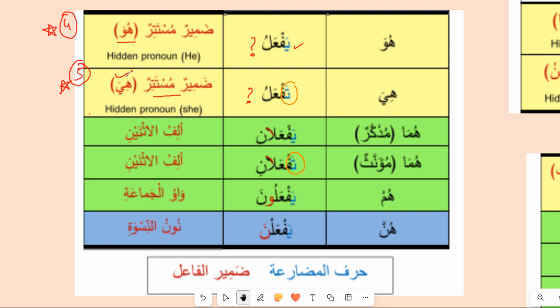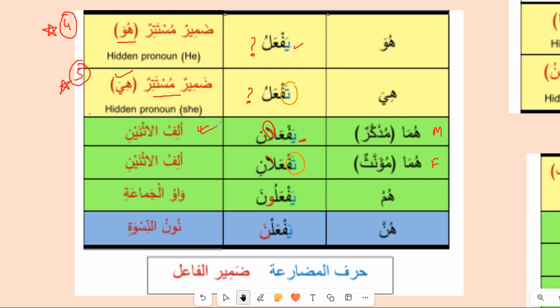So now you know, two from the mutakallim, one from the mukhatib, and two from the ghaib. Now coming to the huma and huma for male and female. First we'll do the male ones. Mudhakkar. For the male, you will find the letter ya, just like yaf'alu. So yaf'al, we have the fail, we have the harf mudare, and what about the mudhakkar dual? The aliful ithnain comes back here also.